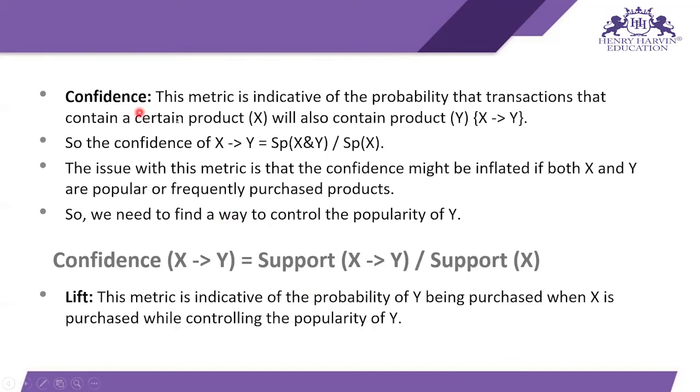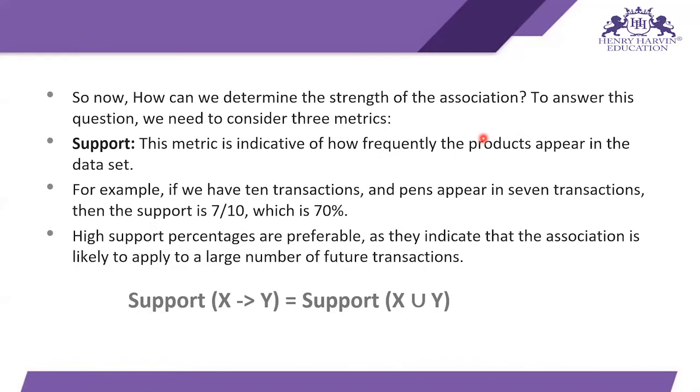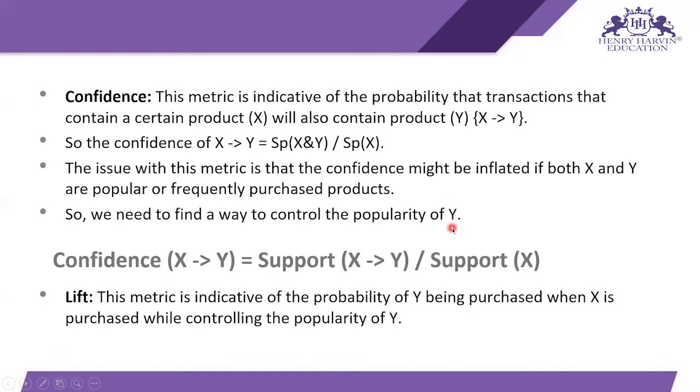Confidence: this metric indicates the probability that a transaction that contains a certain product X will also contain product Y, X implies Y. So basically, here, as you can see, if you want to see the support of two products, you just combine the support of the single product and the other product. So this is different, and this confidence is different. Like if you buy one product, what is the chance that you buy the second product.